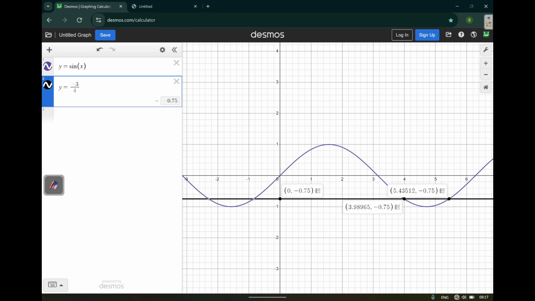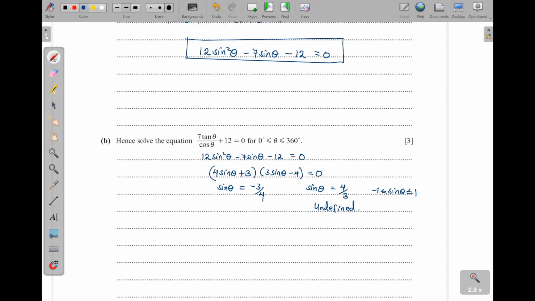Even this other one here. So that is where we are having the solution because the line meets. But for the other one, it doesn't. So that's why we say it is undefined. Even the calculator gives you math error.